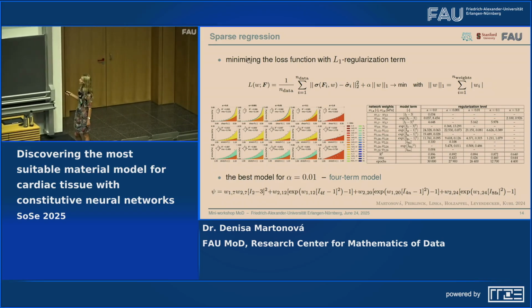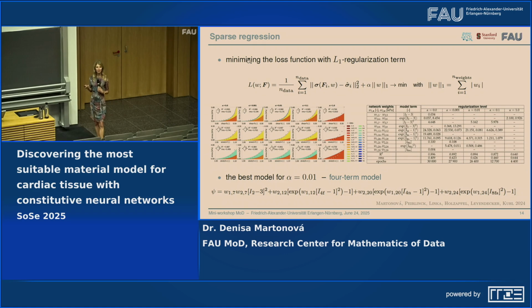If you are not familiar with R squared, we usually use it in biomechanics or in engineering to characterize the goodness of the fit. So R squared equal 1 means we have a perfect fit. R squared 0 means the fit is not good at all. So here we could define the best model for myocardium with specific regularization alpha 0.01. And this is a 4-term model, which depends specifically on the second invariant, and 2 fourth invariants, 1 in fiber direction and 1 in normal direction, and 1 coupling invariant between fiber and sheet direction.